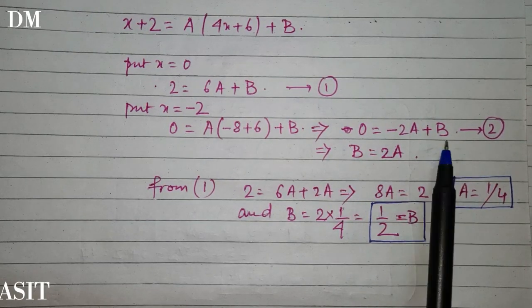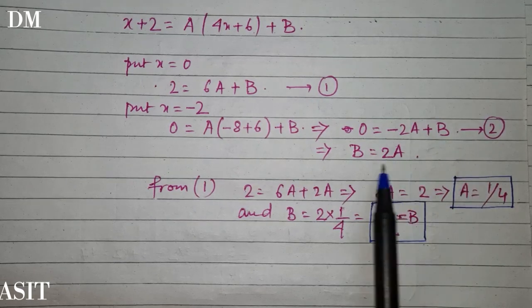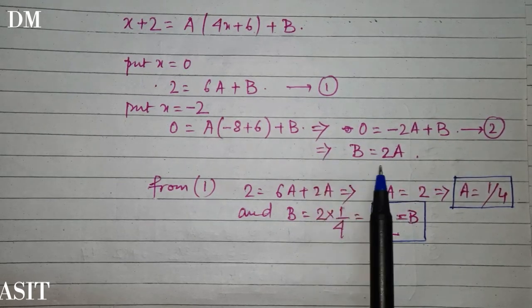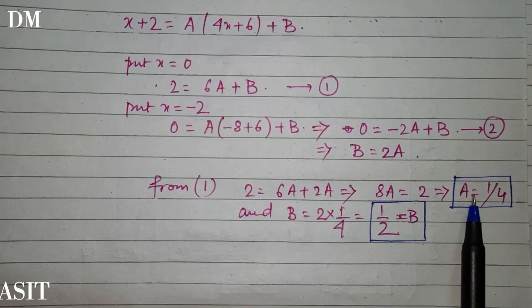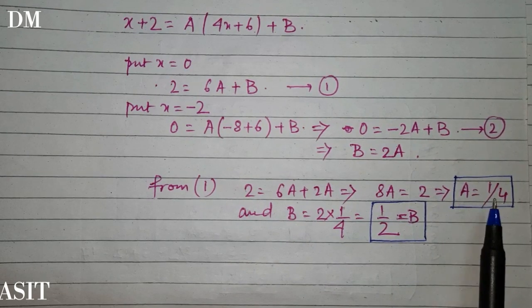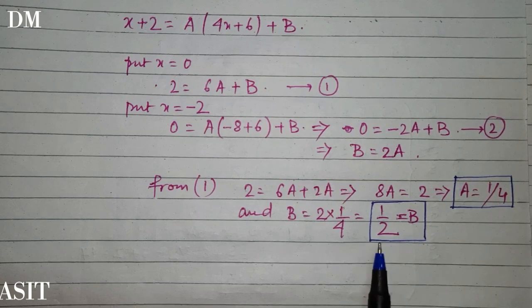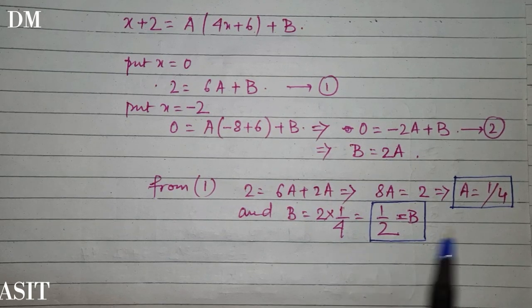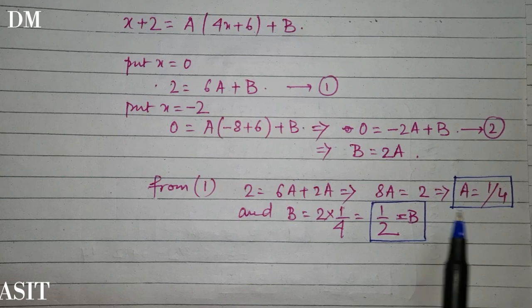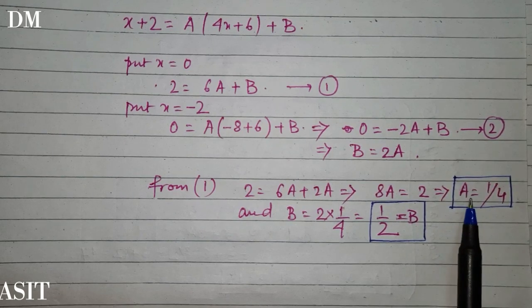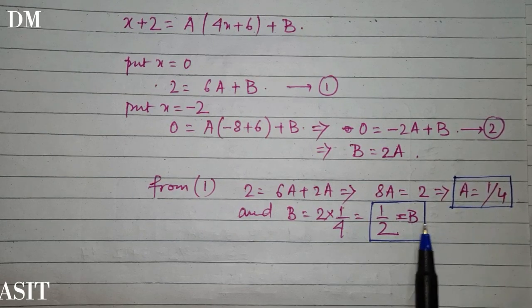So you know how to solve these equations. Put b equals 2a, put the value of b here, and you will get the values of a. A is 1 by 4 and b is 1 by 2. So I think this method is a little bit easier than the previous one. It is my opinion, I don't know what your opinion is. Whatever. So a is equal to 1 by 4, b is equal to 1 by 2.